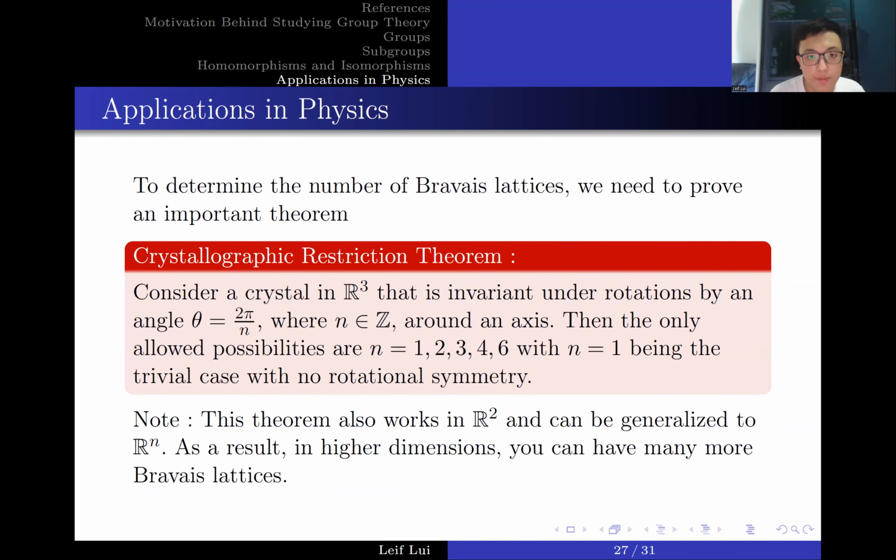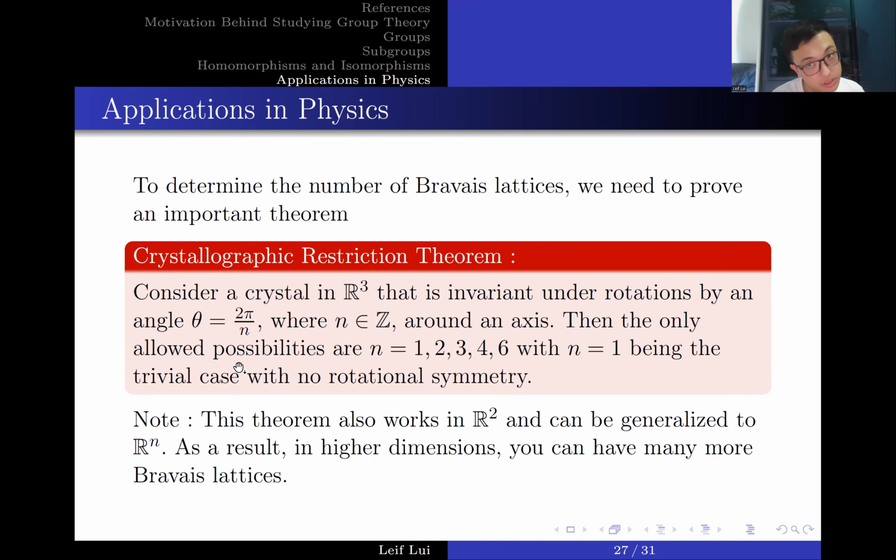So to determine the number of Bravais lattices, we need to prove an important theorem called the Crystallographic restriction theorem. Let me state what the theorem is. Consider a crystal in R3 that is invariant under rotations by an angle theta equals 2 pi over n, where n is an integer, around an axis. Then the only possibilities allowed are 1, 2, 3, 4, and 6, with n equal 1 being the trivial case of no rotation. This is simple to see.